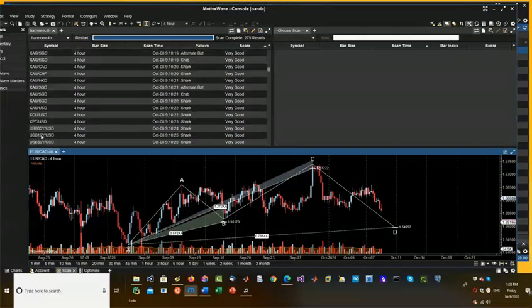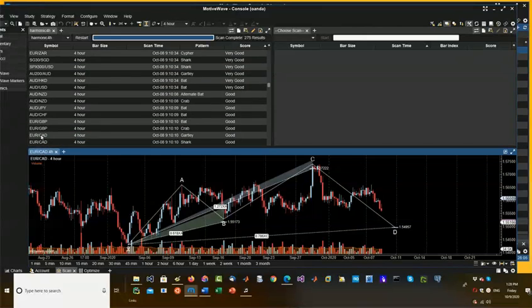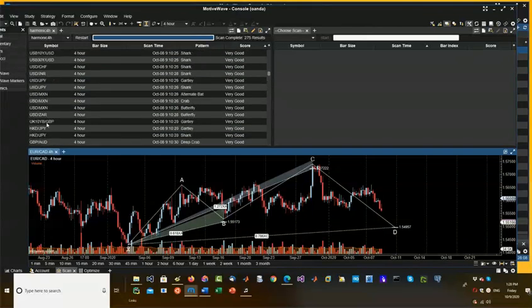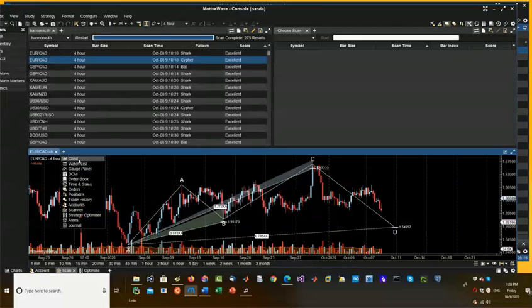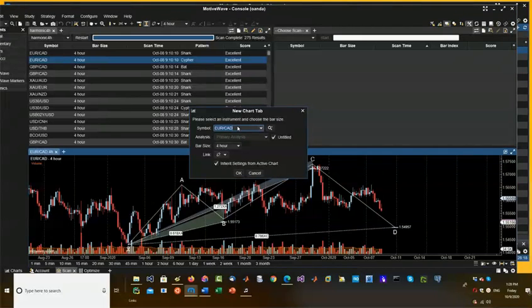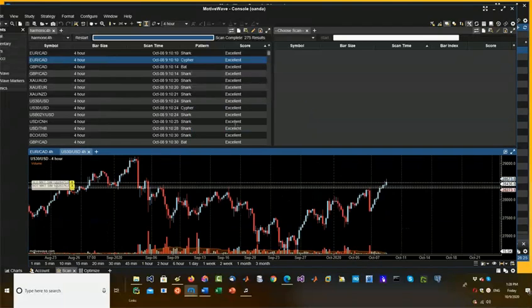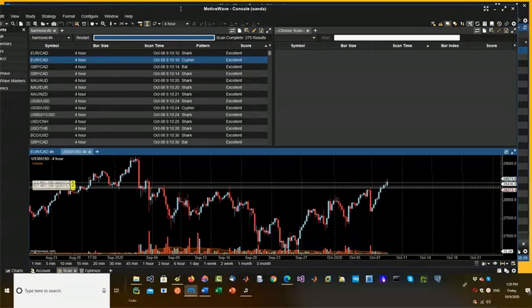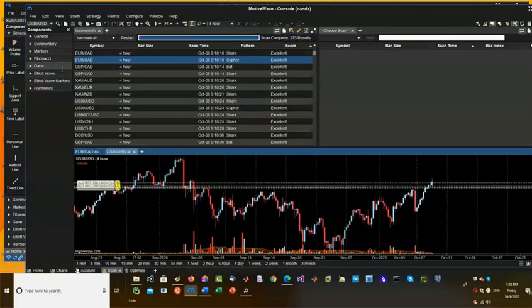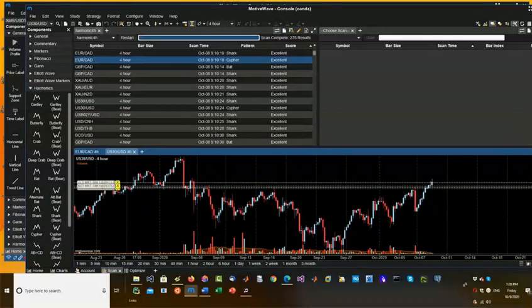There is a way to get around that. US 30. Let me see how that looks. Let's see what it says here. Okay. So let me just see what the harmonic chart would say. So we have all these charts.